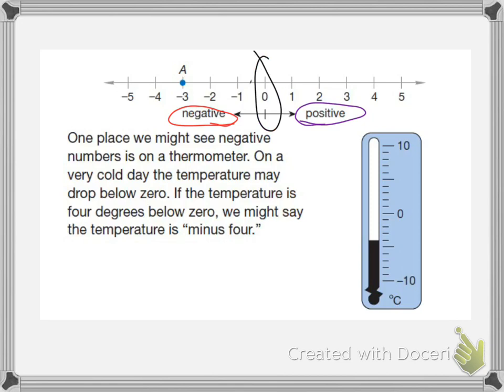Another place we see negative numbers is on a thermometer. On a cold day, the temperature can drop below 0. If the temperature is 4 degrees below 0, we might say the temperature is -4 or -4 degrees.